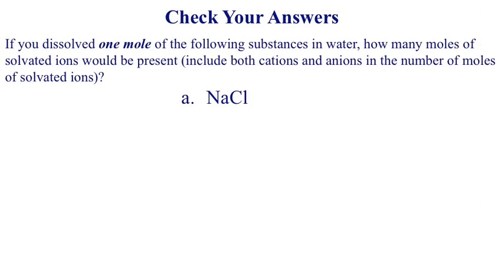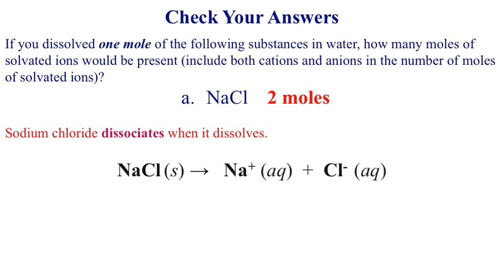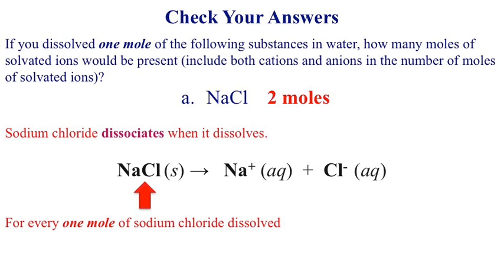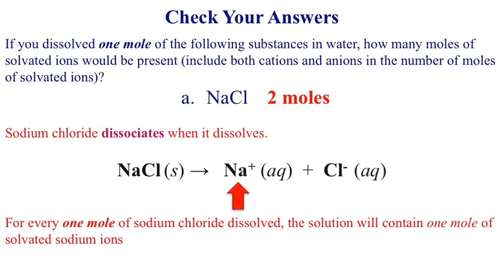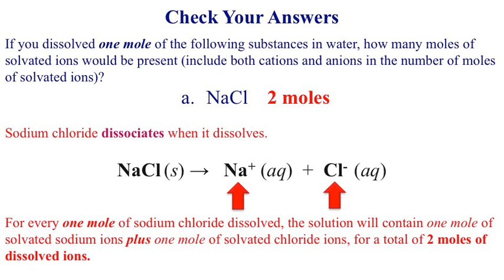Check your answers. In part A, if 1 mole of sodium chloride was dissolved, there would be 2 moles of solvated ions. Sodium chloride is an ionic compound, therefore it dissociates when it dissolves. For every 1 mole of sodium chloride dissolved, the solution will contain 1 mole of solvated sodium ions plus 1 mole of solvated chloride ions for a total of 2 moles of dissolved ions.